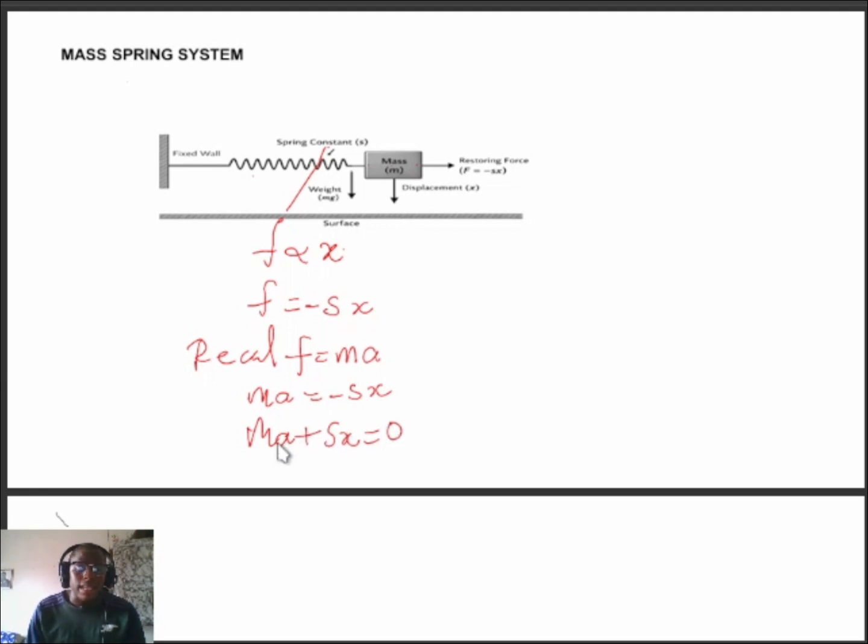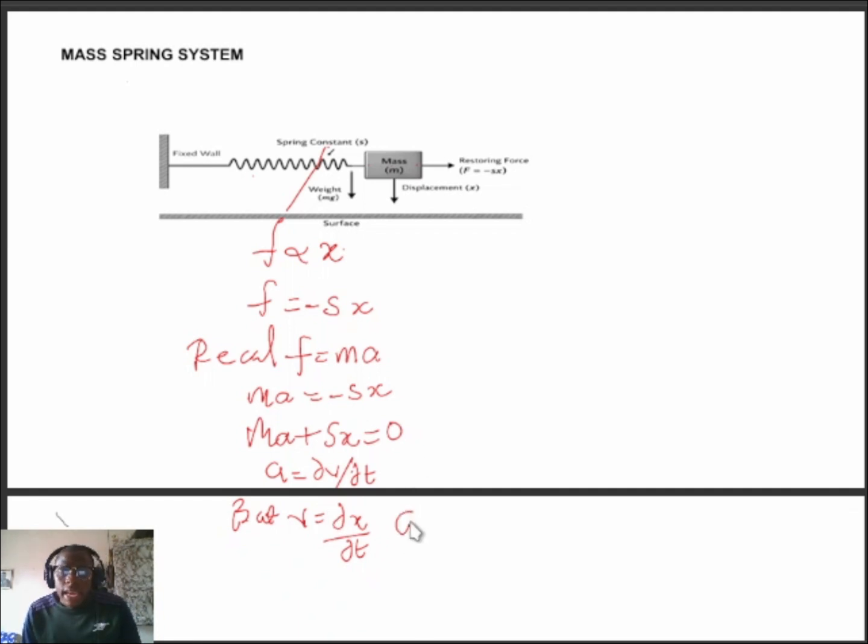Remember, we have acceleration. We know that acceleration is when you differentiate velocity once. If you differentiate velocity once, you have acceleration. But looking at velocity, we can still differentiate displacement. If you differentiate displacement once, we have velocity.